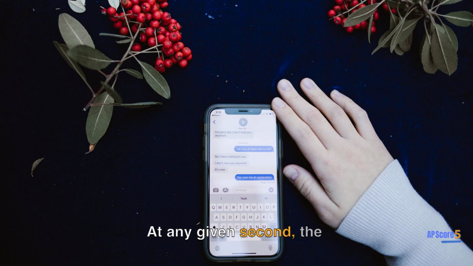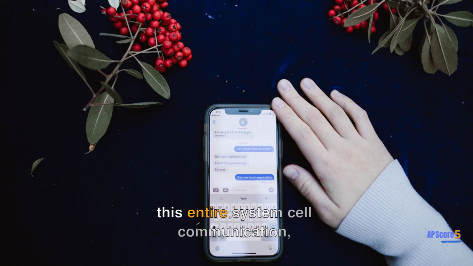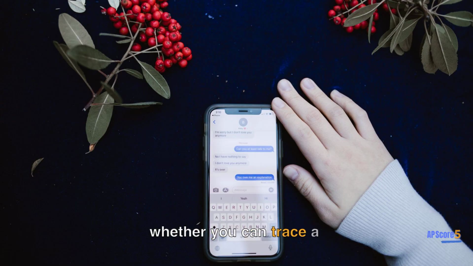At any given second, the cells inside your body are sending and receiving more messages than every smartphone on the planet combined. They tell each other when to grow, when to divide, when to die, when to make insulin, when to fire a nerve impulse, and when to attack an invader. AP Biology Unit 4 calls this entire system cell communication, and the exam is testing whether you can trace a signal from the cell that sent it to the response inside the cell that received it.